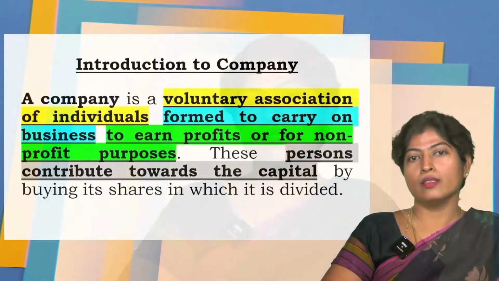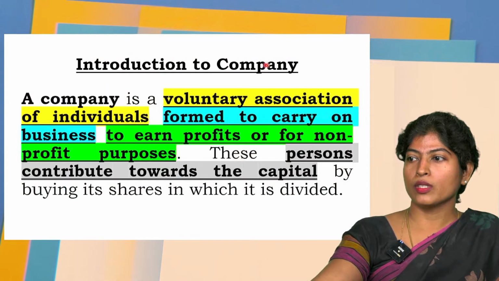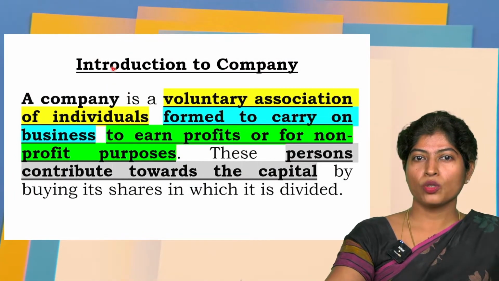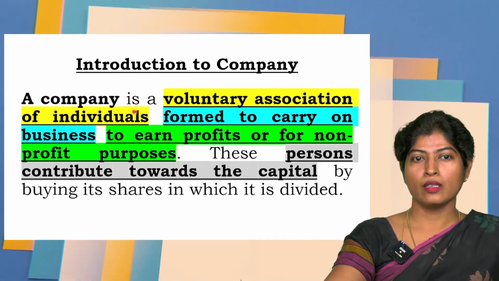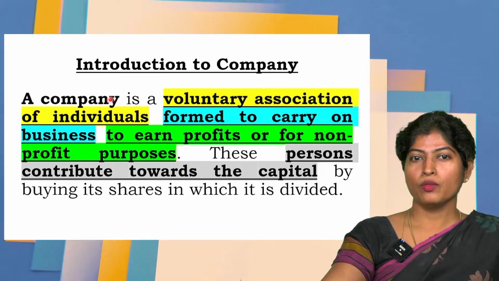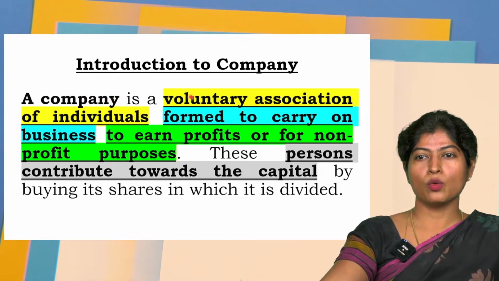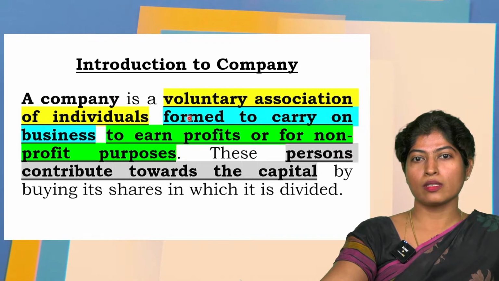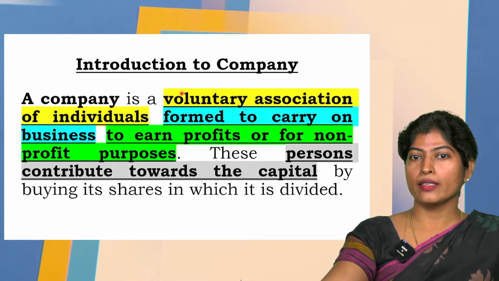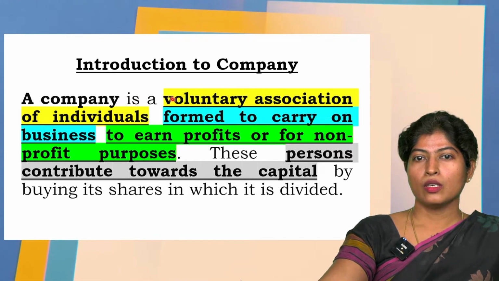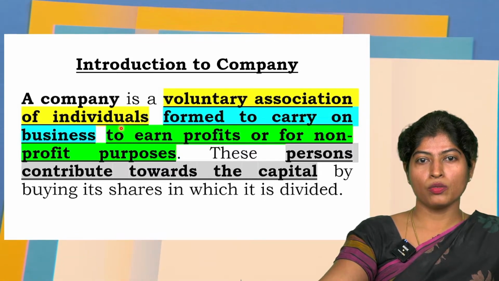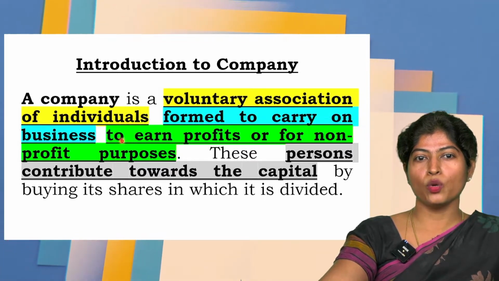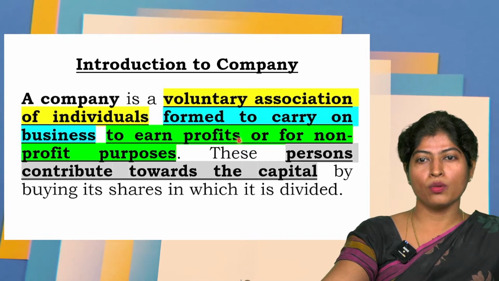Here the introduction of the company is given. So a company is a voluntary association of individuals. Everything highlighted here gives a different meaning. The first one is a voluntary association of individuals formed to carry on business, to earn profit.